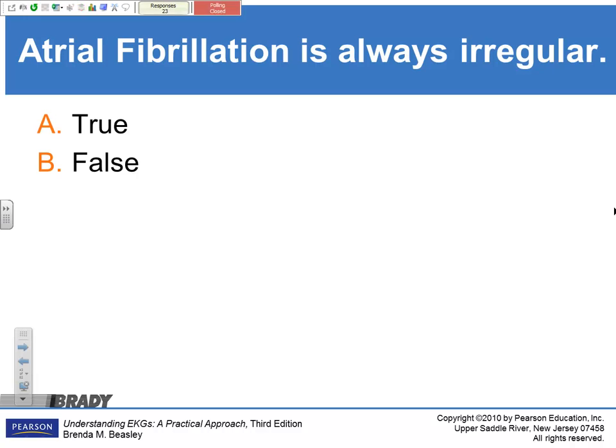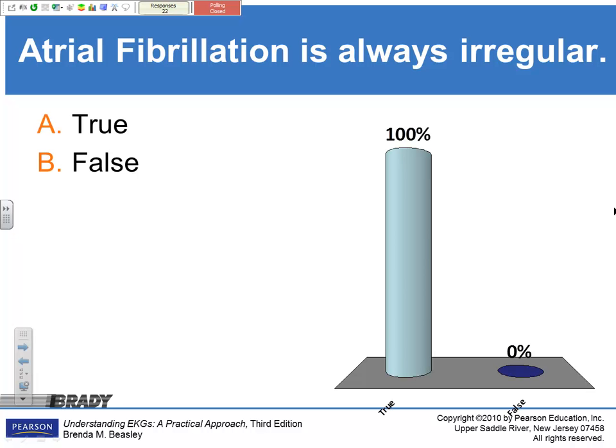Upright and tight. All right, AFib is always irregular, true or false? If you miss this, I'm taking names. This is the real thing. Come on, a couple more if you haven't voted yet. You're afraid you're going to get it wrong? I'm going to tell you.